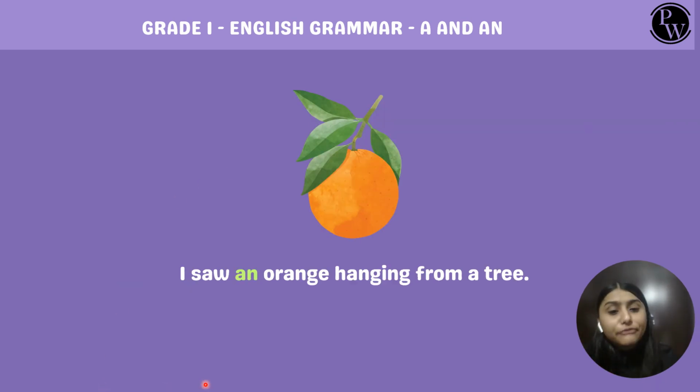Okay, now we'll see when the article an is used. When do we use the article an? So, an is used before words that begin with a vowel sound. For example, I saw an orange hanging from a tree. You know what a vowel sound is? Words that begin with A, E, I, O, U are vowels. And here the word begins with O. It's making a vowel sound. So we'll use an before orange.